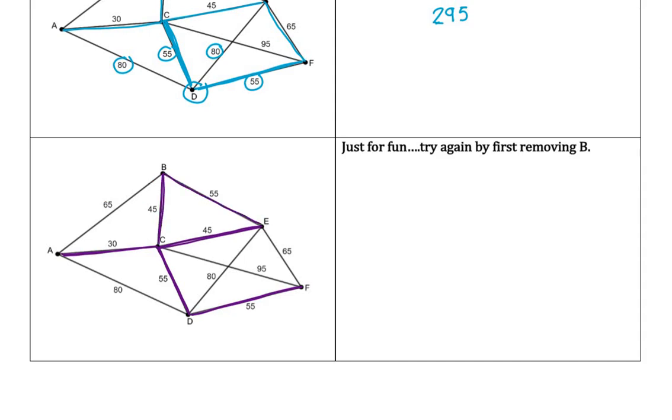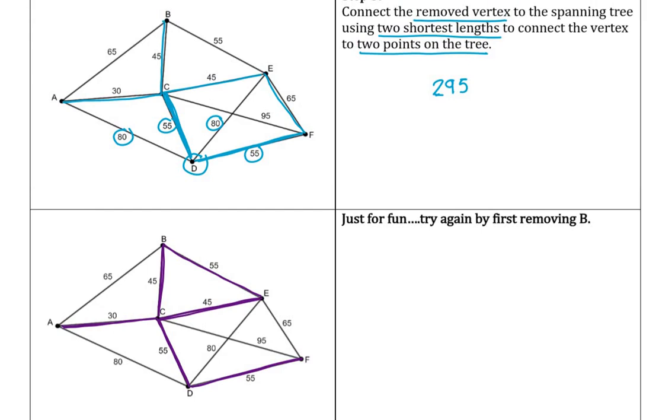Now, just visually, you can see that they're different. For example, this 55 was not used and now it's used. This 65 was used over here and now it's not. And so I'm definitely going to get a different answer. Again, if I did this correctly, I get 285. So this gets me a smaller lower bound. Now 295 is a better lower bound because there's nothing possible smaller than a lower bound.